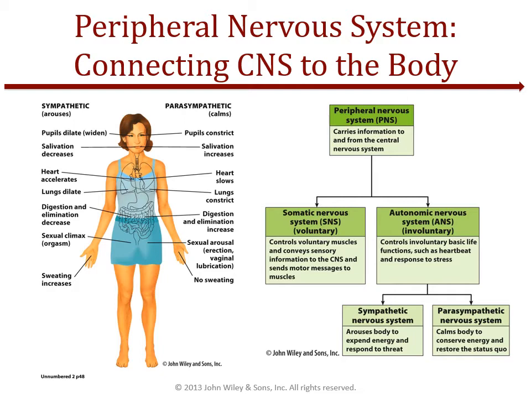Whereas the parasympathetic nervous system is responsible for our body being able to get calmed. It helps to conserve energy and so forth.